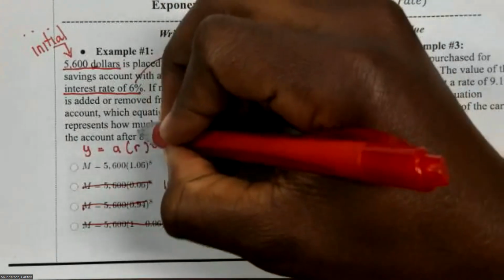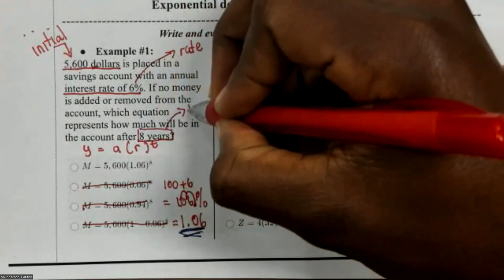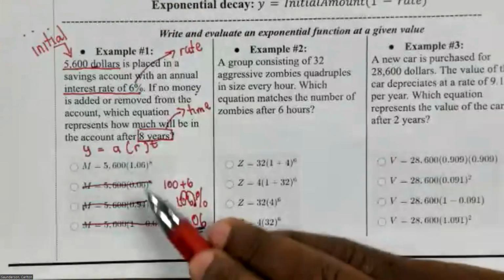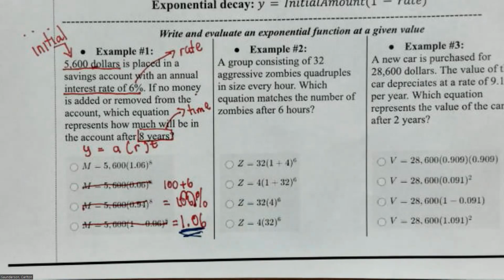And it makes sense because 8 was the amount of years that has passed. That was your time. And was 8 the time here? Yes. And that is it. So let's try to do the next question.